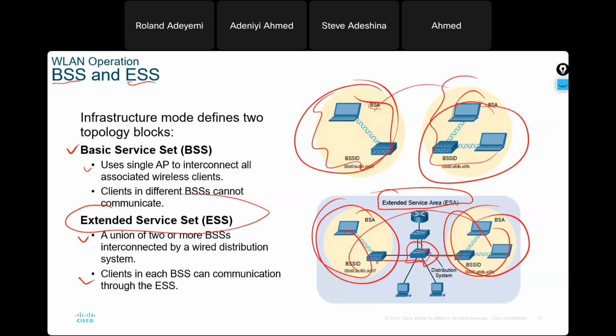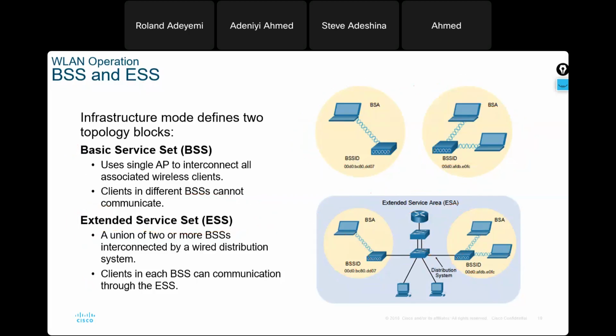So in summary, my BSS creates BSA for me. Basic service set gives me basic service area. My ESS gives me ESA. When I have it set up, it gives me extended service area. These are terminologies we need to be aware of. It's more or less like a coverage. Different SSID, so on and so forth.